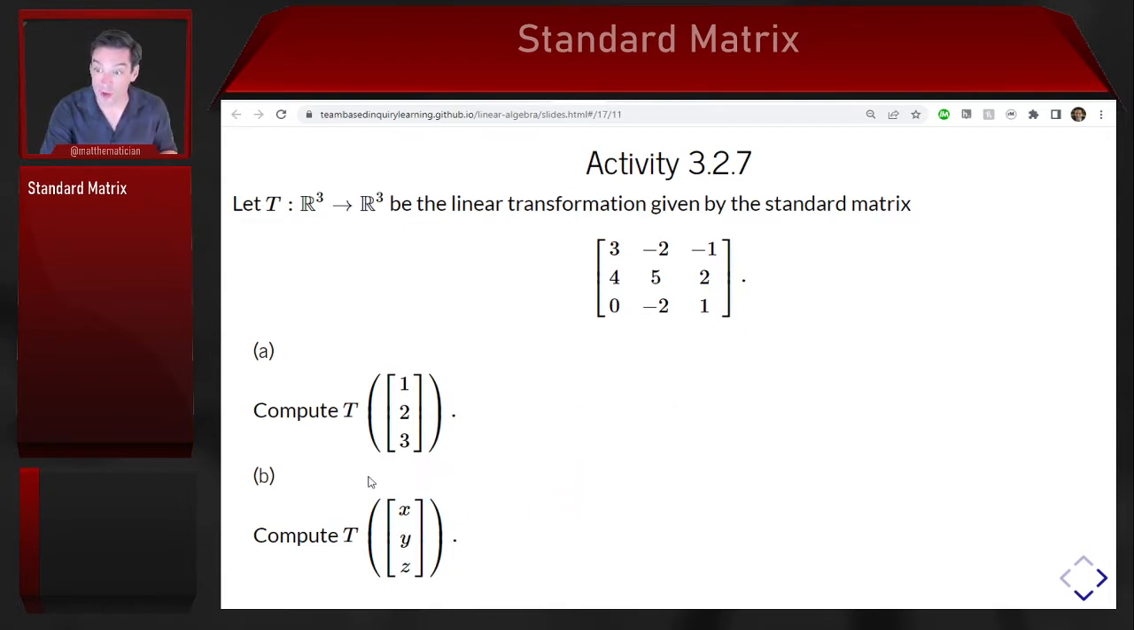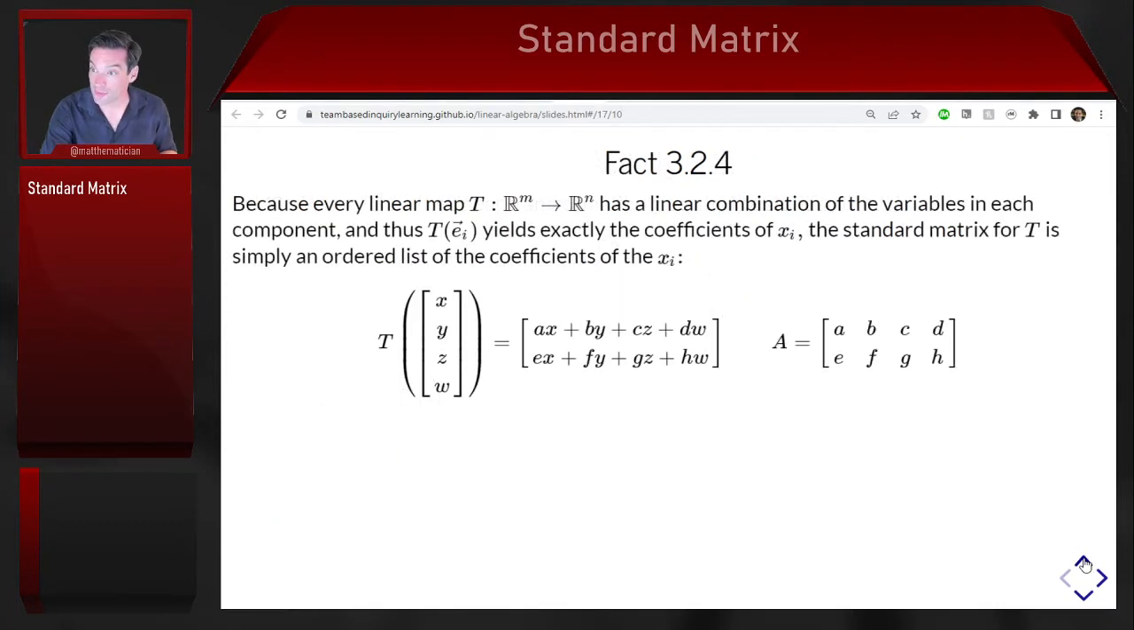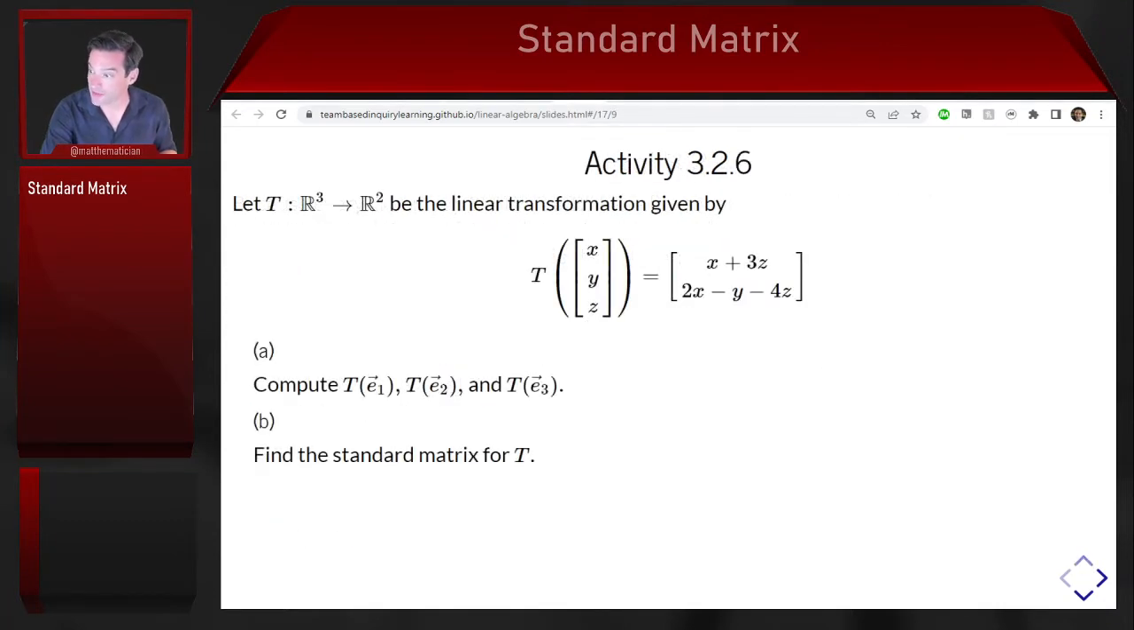And then in general, what would T of (x, y, z) look like for this particular linear transformation if this is its standard matrix? And if you'd like, it would also be nice to roll in the previous activity, which is 3.2.6 in the book, 3.2.9 in the activity stream, which does the opposite. It gives us a linear transformation and asks us to compute its standard matrix.